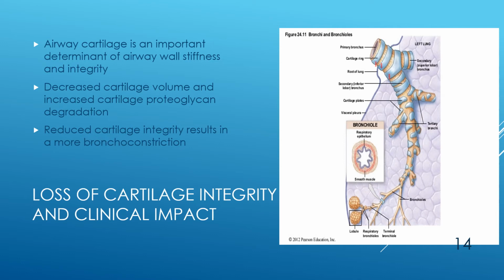But because you have a decrease in cartilage volume and an increase in cartilage proteoglycan degradation, you end up getting increased bronchoconstriction. What that means is that cartilage is made from proteins, and the proteins degrade quicker and they don't produce as much, and as a result they become kind of flimsy and they collapse when you breathe in and out. So if you take a breath in, that cartilage will shrink, and that narrows your airway, which is another very important factor of how airway remodeling works.